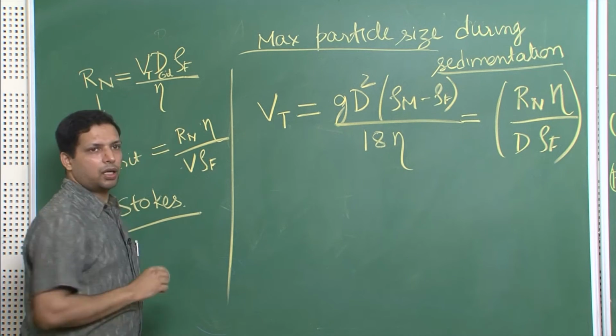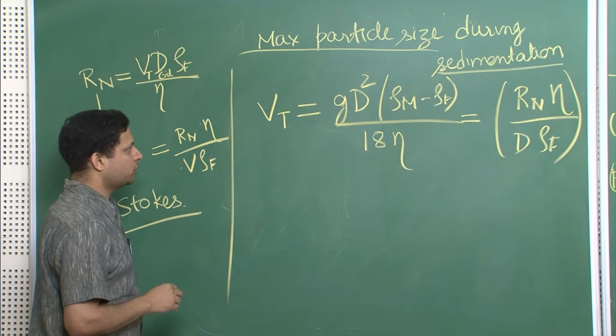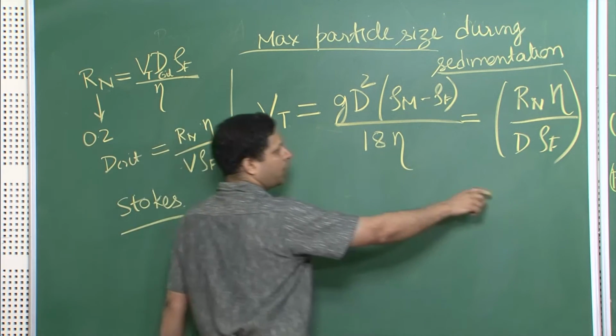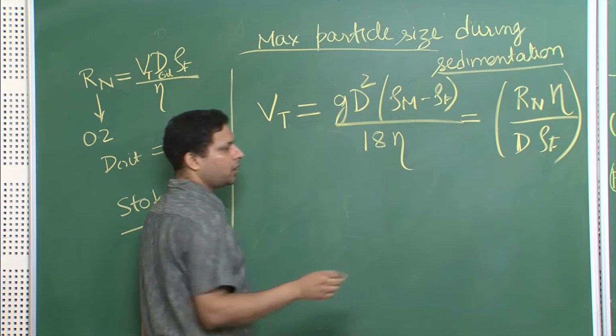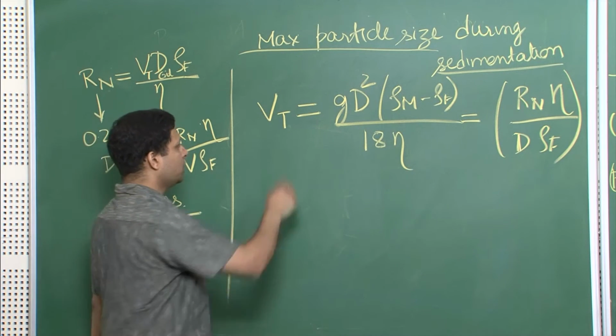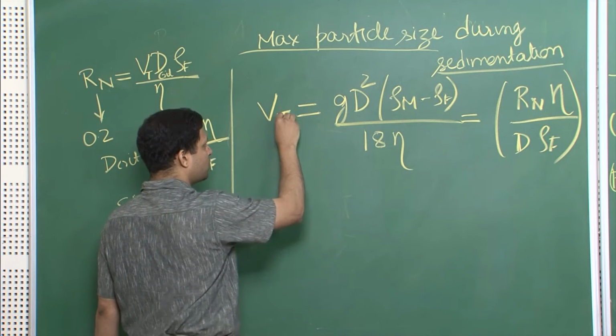Okay, let us understand what we are trying to say here. For a particular critical size diameter d, there is this velocity v. So the velocity v, this is the velocity Vt.